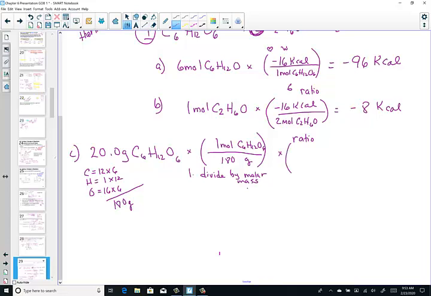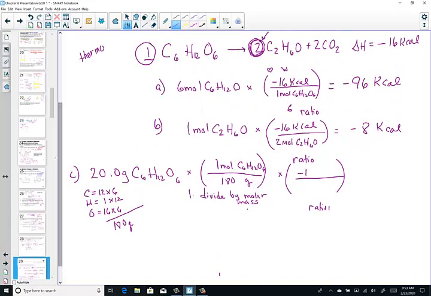Now we can set up our want over given ratio. From our balanced equation, oops, I scrolled too far down, it was negative 16 kcals. And what about that coefficient in front of the glucose? Oh, right here, it's a 1. So there's our ratio step. Step 1, divide. Step 2, your ratio, and that will land us at the kcals of energy, and we know it will be an exothermic answer. 20 divided by the molar mass of 180 times negative 16. And this gives me negative 1.78.